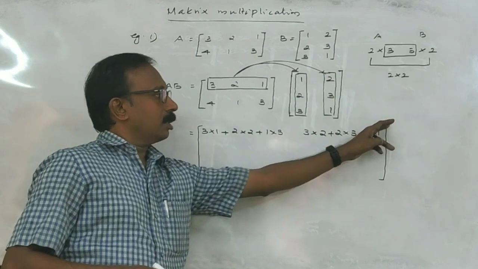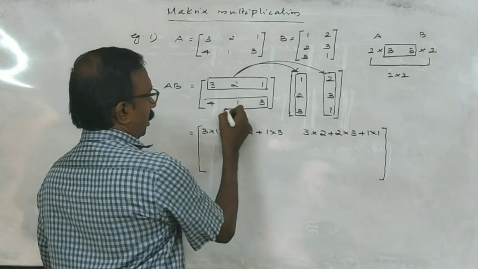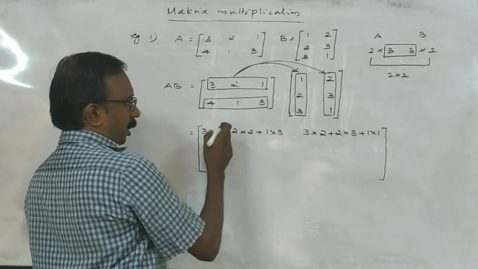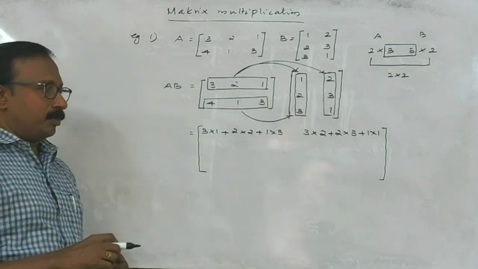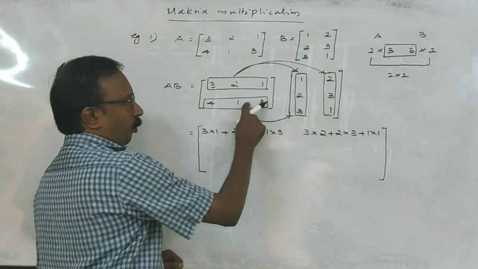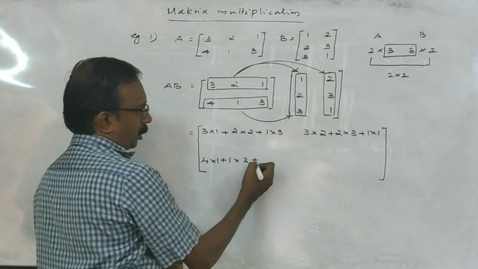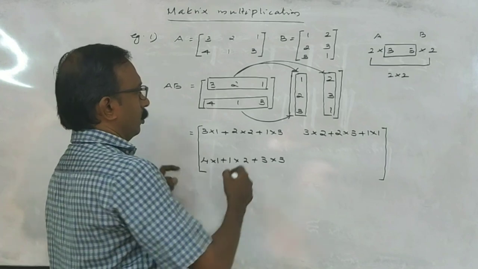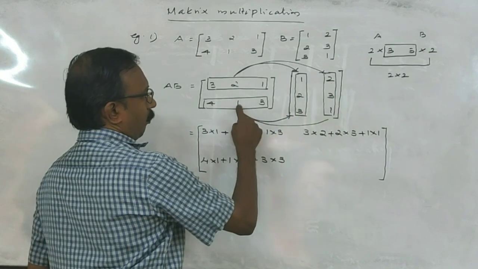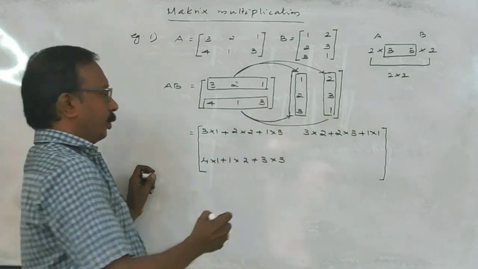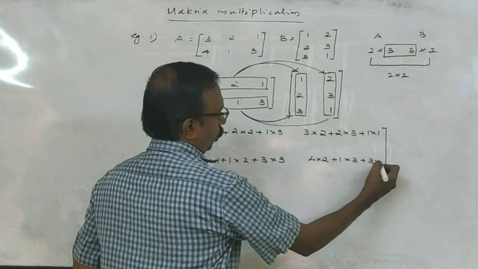So we can close the bracket, isn't it? Now similarly, here I am selecting the second row. The second element is the second row into the corresponding elements, second row into first column. So 4 into 1 plus 1 into 2 plus 3 into 3. Again, 4 into 2 plus 1 into 3 plus 3 into 1, isn't it?